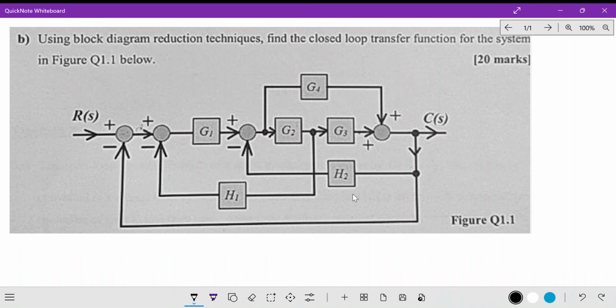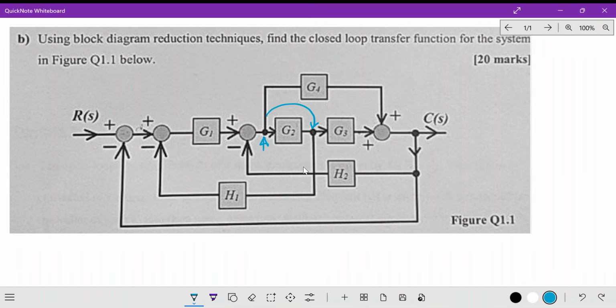So for me, I don't know how others see it, I'm going to start from shifting this takeoff point here. I'll start by shifting this takeoff point here, this one here. I'm going to shift this takeoff point to this position. So that's where I'm going to start from.